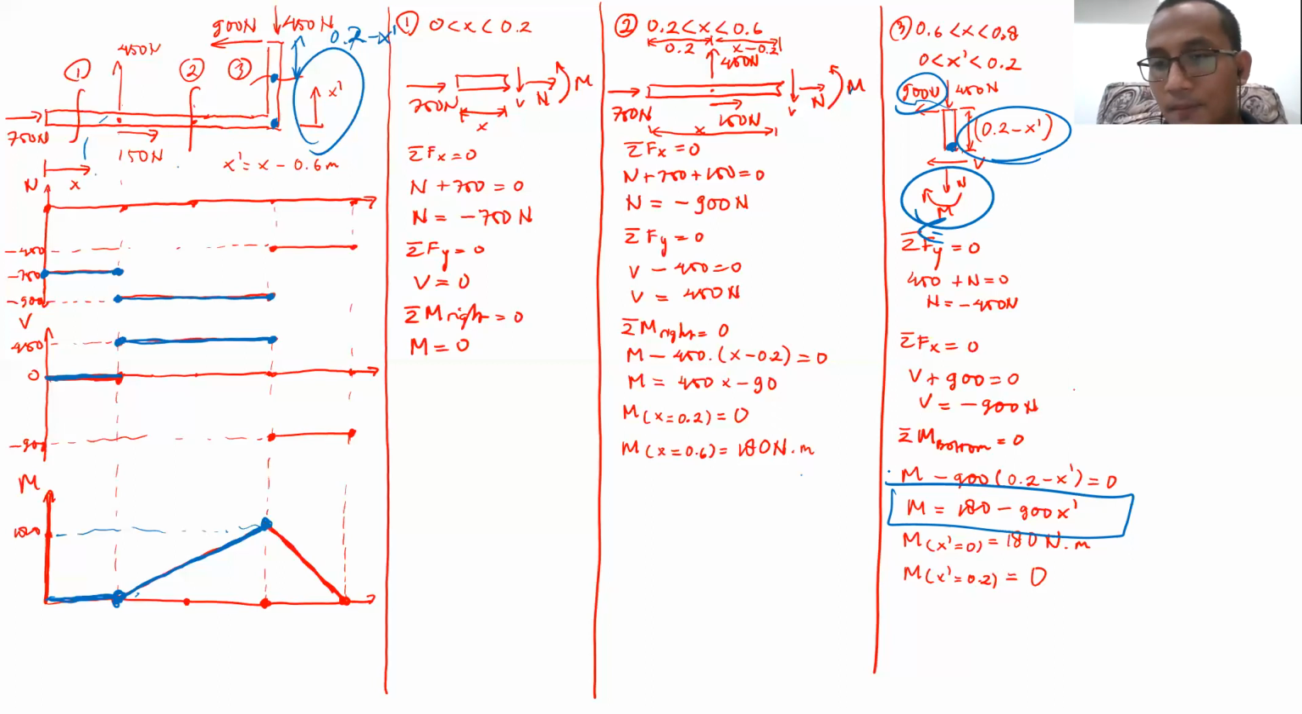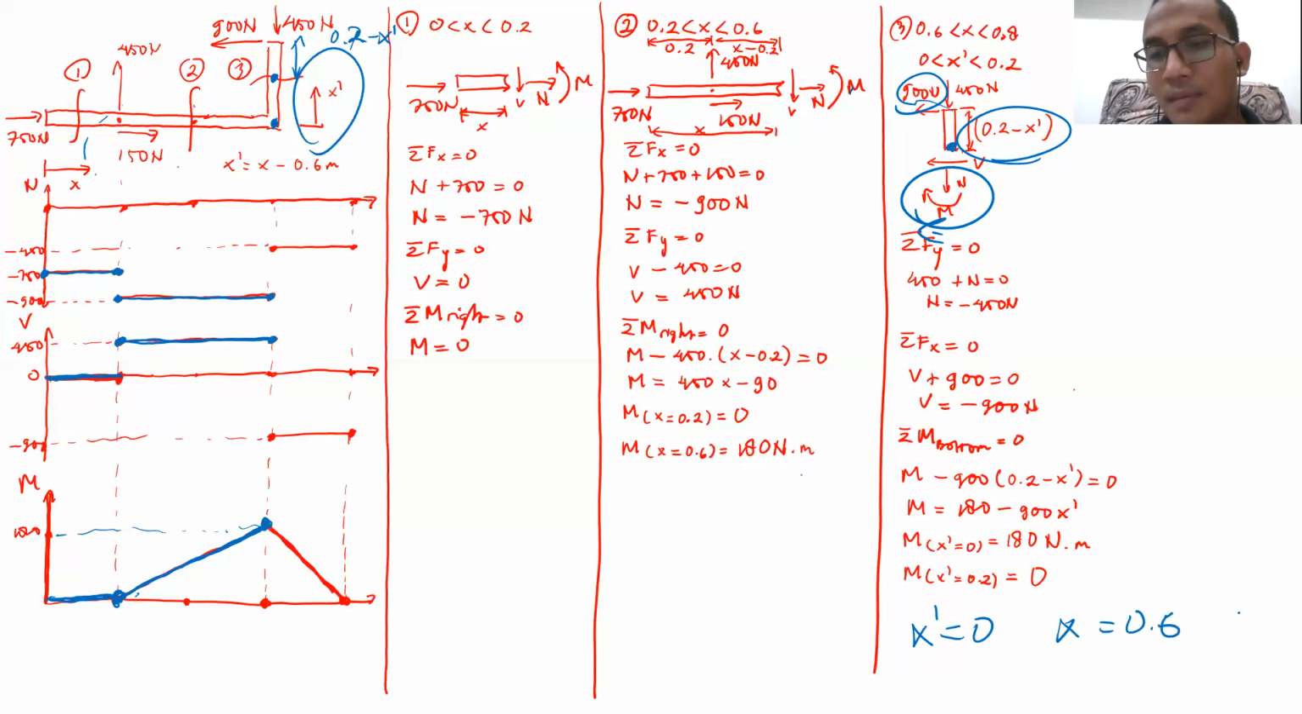Then I know as well that this equation is a linear equation. I check as well at x-axis equals 0. Remember, x-axis equal to 0 here is the same as x equal to 0.6 meters.